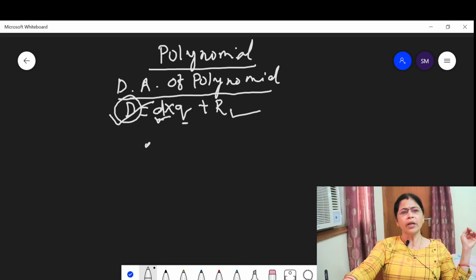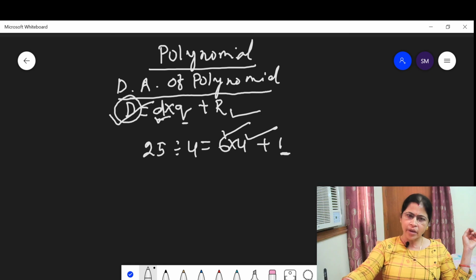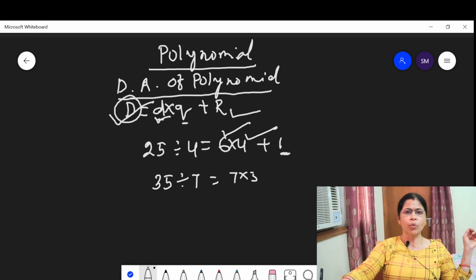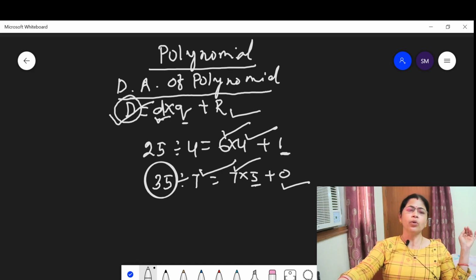For example, when you divide 25 by 4, is 25 completely divisible by 4? No, because you get 6 into 4 plus 1, where 4 is the divisor, 6 is the quotient and 1 is the remainder. But 35 divided by 7 is 7 into 5 plus 0. Here 7 is the divisor, 5 is the quotient and the remainder is 0. When the remainder is 0, the dividend is completely divisible by the divisor. When you get a remainder, the dividend is not completely divisible.